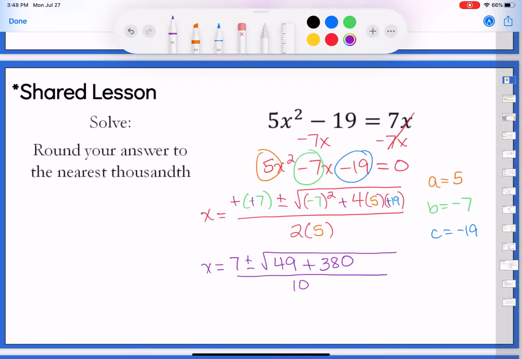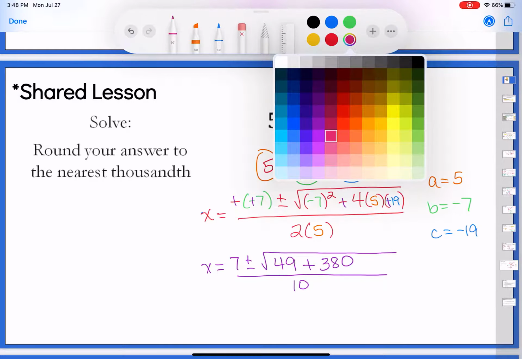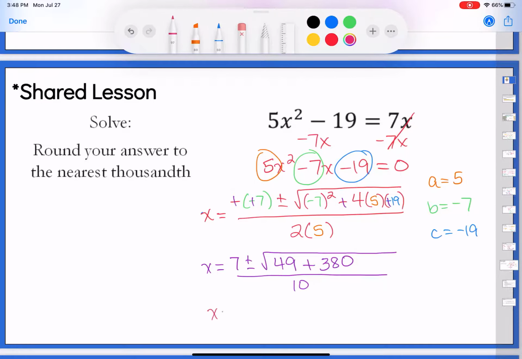380 times 19, just double checking I did that right. Okay, now I'm going to simplify a little bit more, so I get x equals 7 plus or minus the square root. Let's see, 49 plus 380 would be 429 divided by 10.